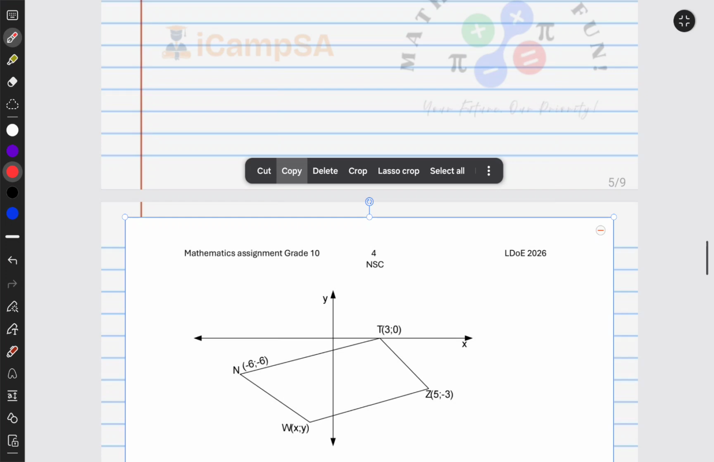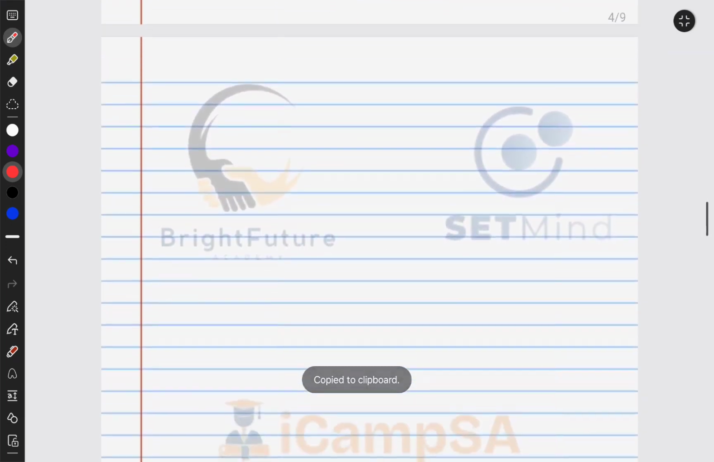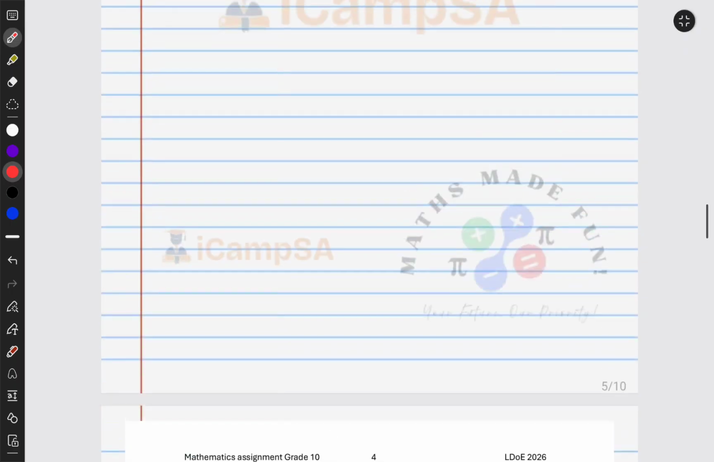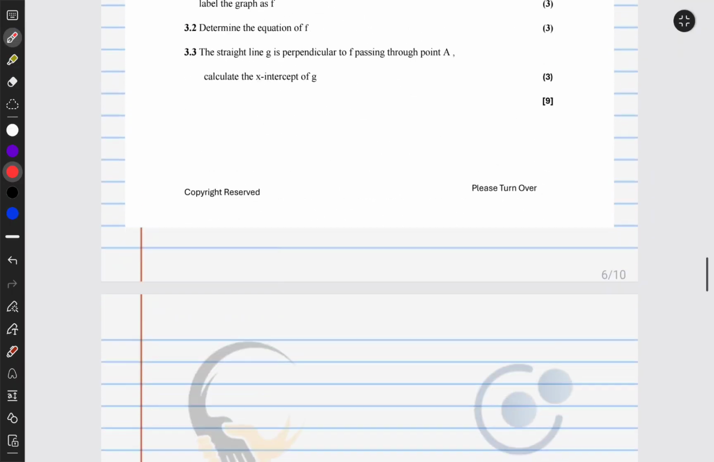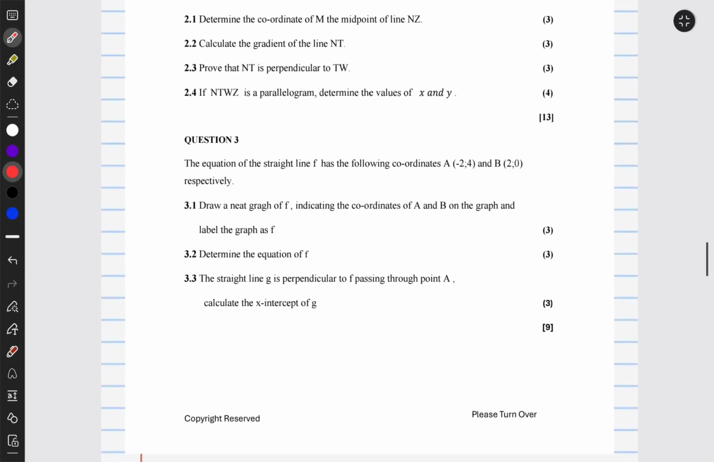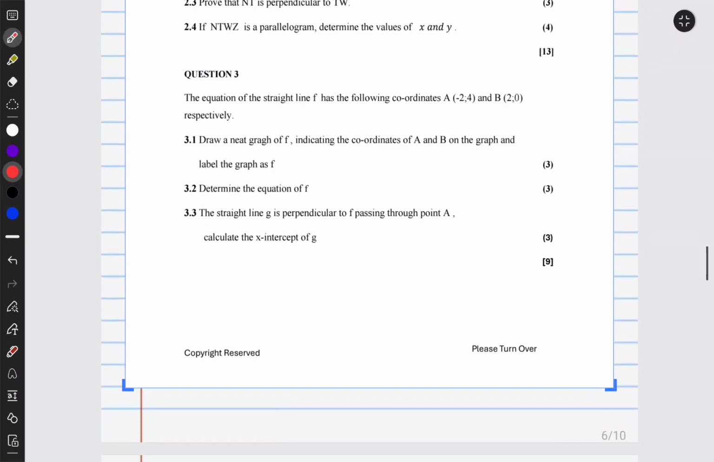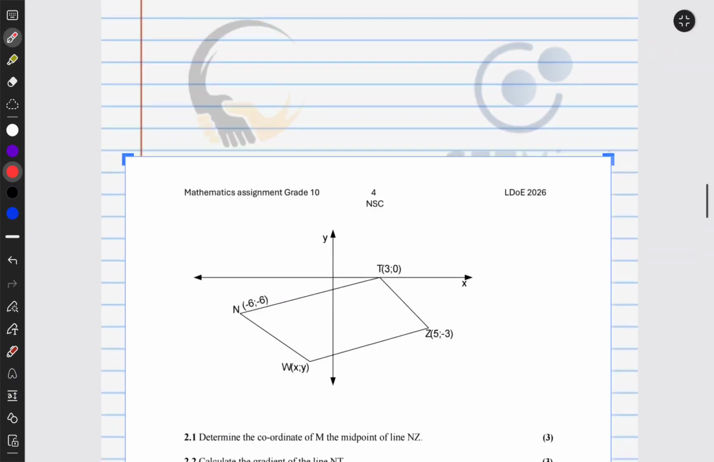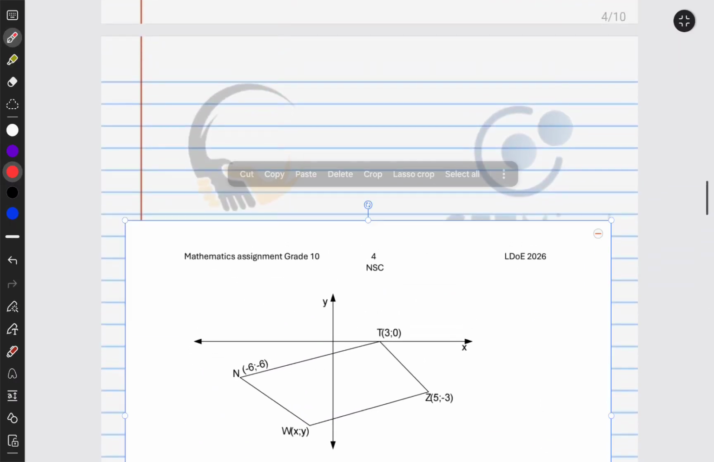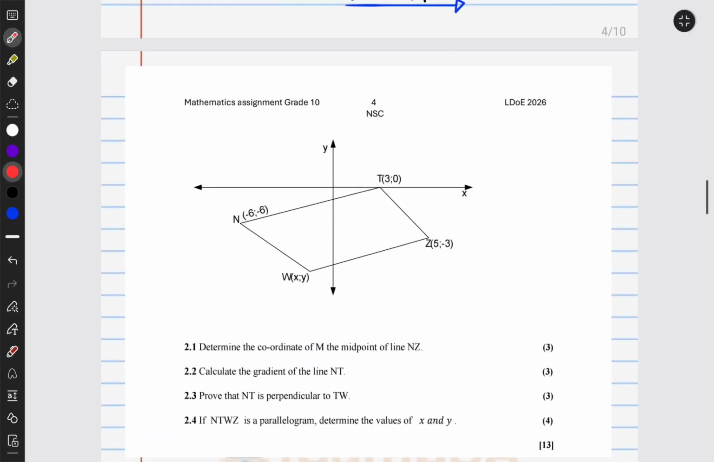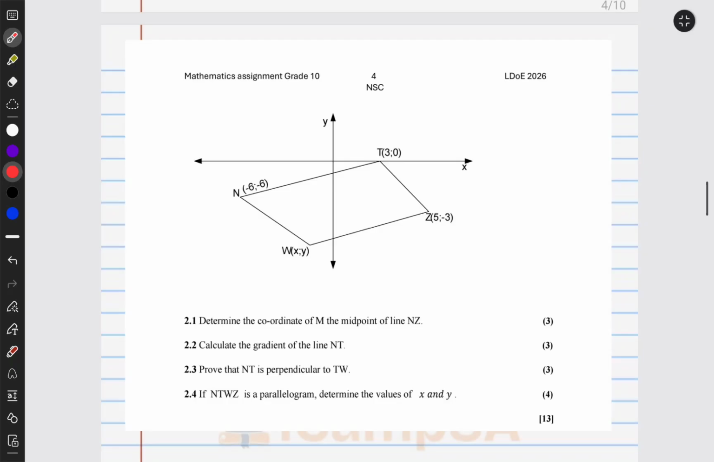Okay, let me copy this. Let's drop it, because I want to drop it so that we can see the statement while we are doing it. So we are already told that N, T, W, and Z are the vertices. As we can see, these are the vertices of this quadrilateral. The statement is referring to this diagram that we have here.